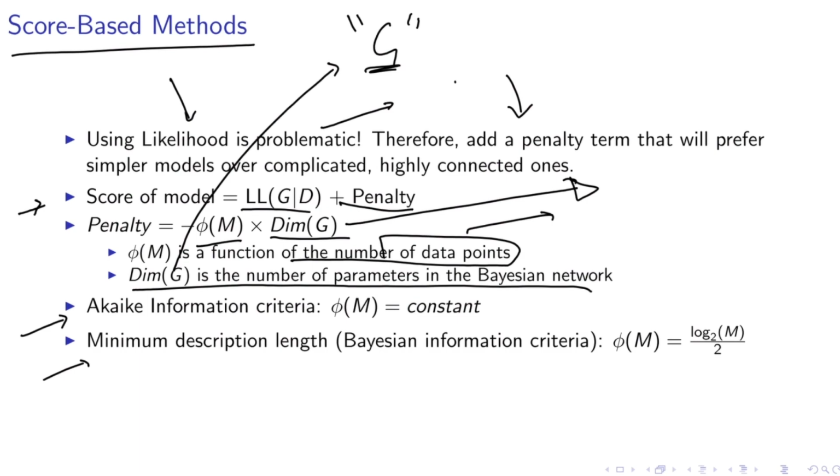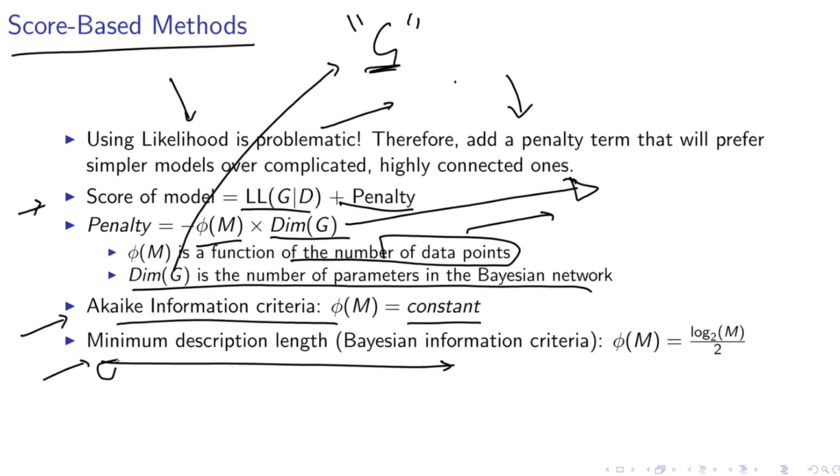The first type of penalty is the Akaike information criteria, where phi of m is constant. What I mean by that is the Akaike information criteria does not depend on the number of data points.